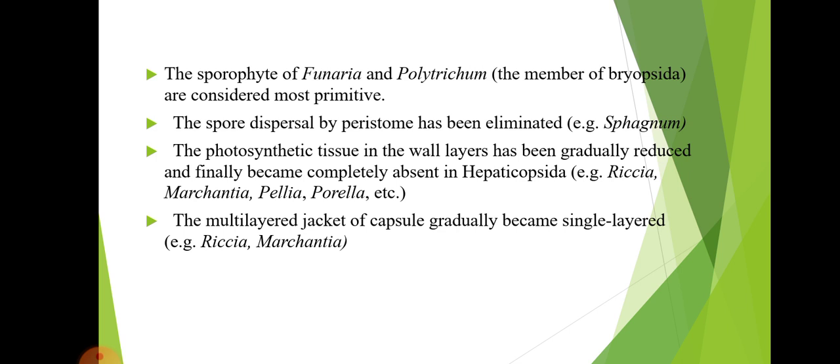The sporophytes of Funaria and Polytrichum, members of Bryopsida, are considered most primitive. The spore dispersal by peristome has been eliminated. The photosynthetic tissue in the wall layers has been gradually reduced and finally becomes completely absent in Hepaticopsida. Examples: Riccia, Marchantia, Pellia, Porella, etc.